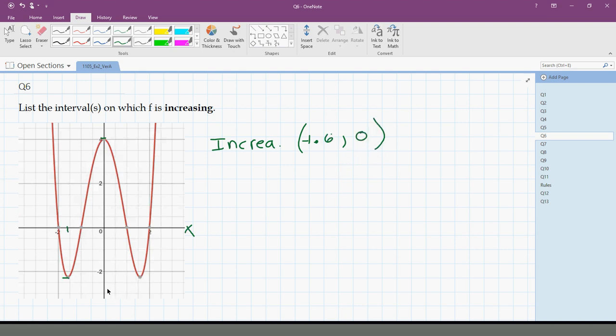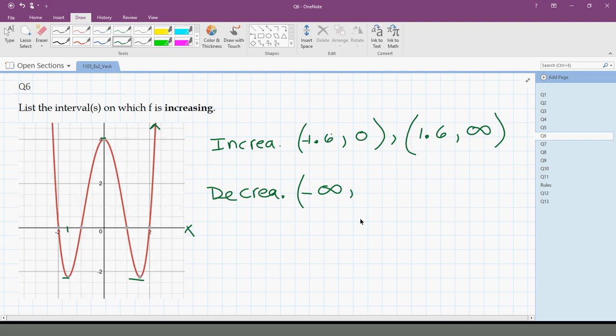And then here is decreasing, but again, from here, the same number, right here, until it goes to positive infinity, because this keeps on going, increasing. So the other interval is going to be from positive 1.6, more or less, until positive infinity. That is increasing. And just for the fun of it, we're going to do the decreasing one. So we are decreasing from negative infinity until negative 1.6. And from 0, we're going to be decreasing until positive 1.6. I just picked the number that I thought was the closest to whatever the point is at.